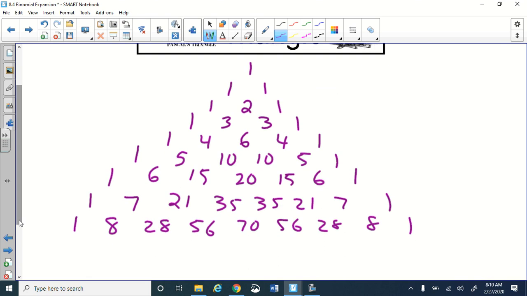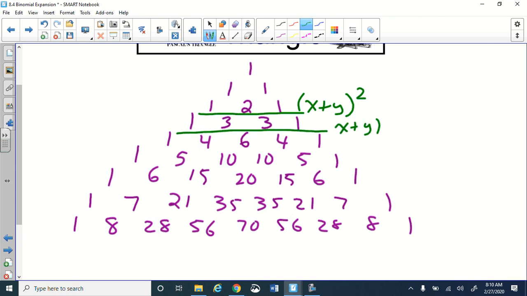Basically, we see the 1, 2, 1. That represents x plus y squared. Now, I keep saying the binomial, the first term of the binomial is going to be x, and the second term is going to be y. Obviously, we're going to see different terms in the binomial, but for the rules, we're just going to let x represent the first term in the binomial and y represent the second term. So if you want to know the coefficients when you expand x plus y to the second power, there you go. If you want to know the coefficients when you expand x plus y to the third power, there you go.